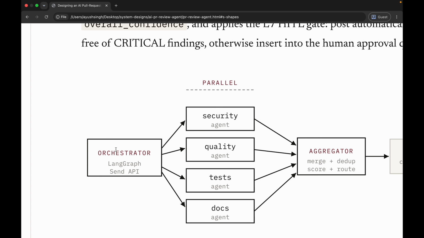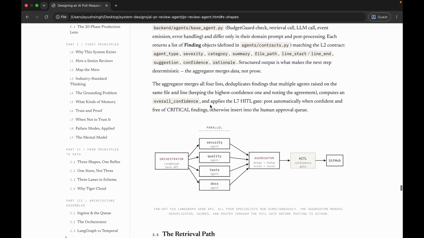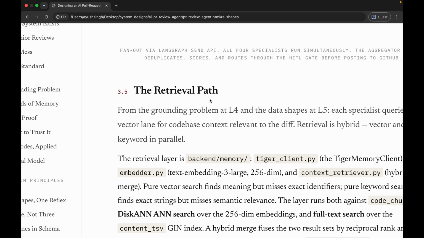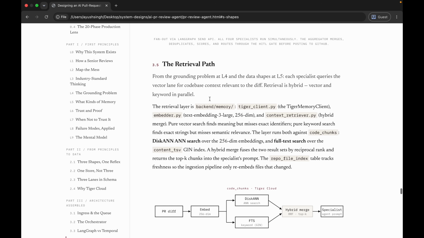In one of the videos I'm going to work on, I'm going to show you how you make reliable agents, where we focus on a specific agent and write the logic. As of now, this is good for the MVP. Similarly, we want a retrieval layer.